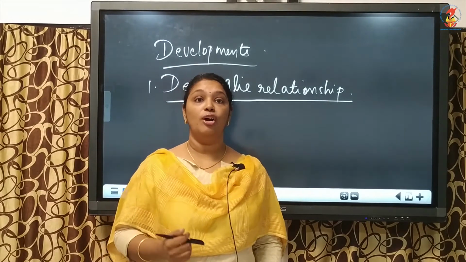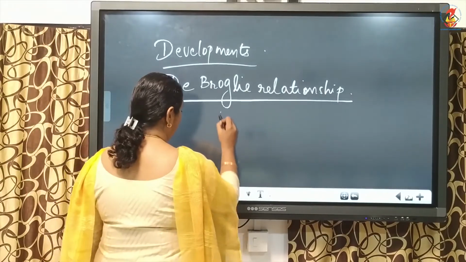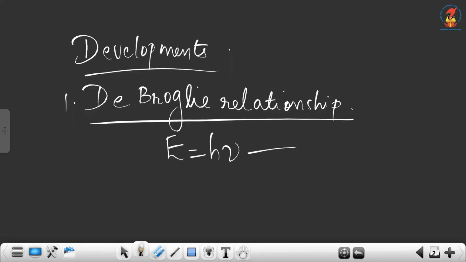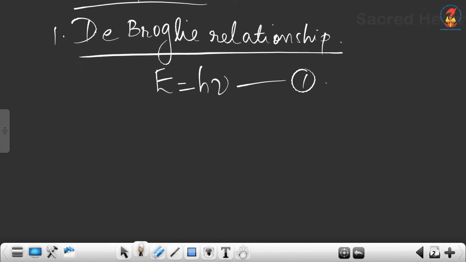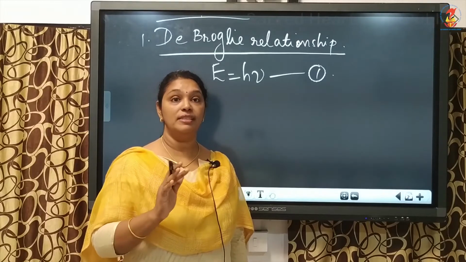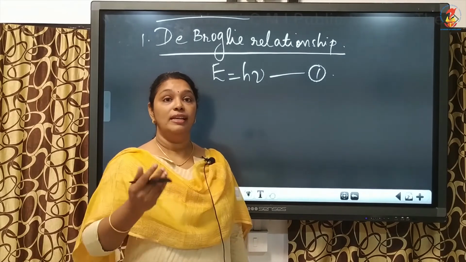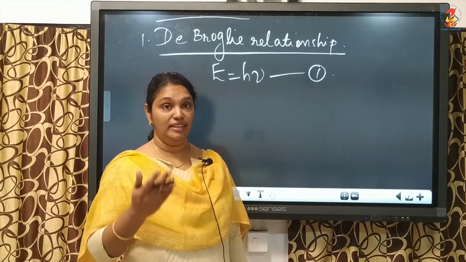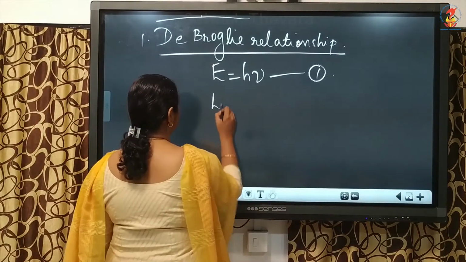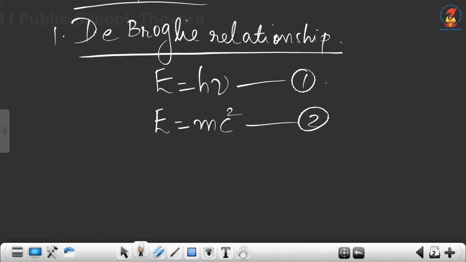Now we know according to Planck's quantum theory, we have E is equal to h nu. Let's give this equation number 1. This is on the basis of Planck's quantum theory, and Planck's quantum theory was the basis for the formulation of wave character of radiation. Next, based on the particle character, Einstein gave the relation E is equal to mc square. Let's give this equation number 2.